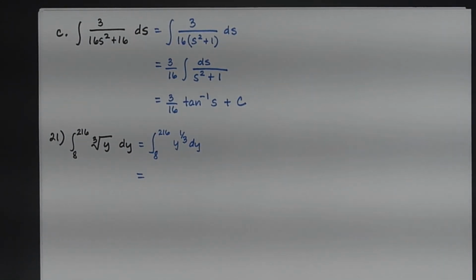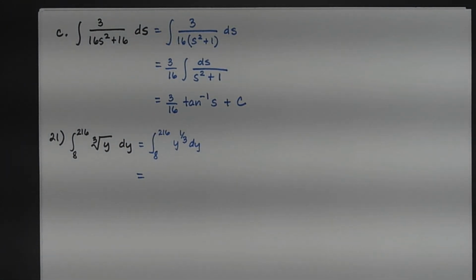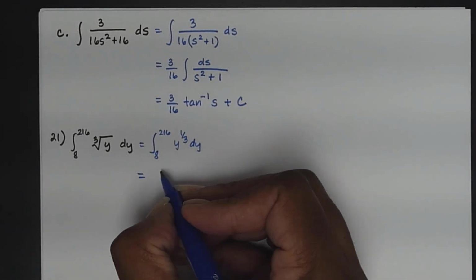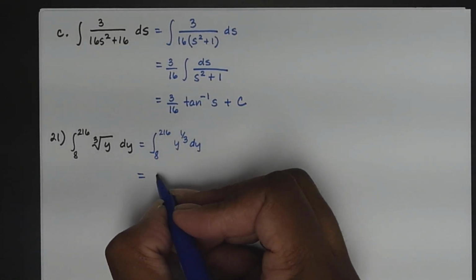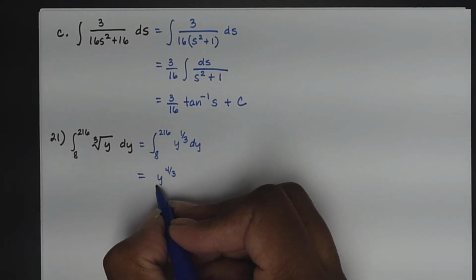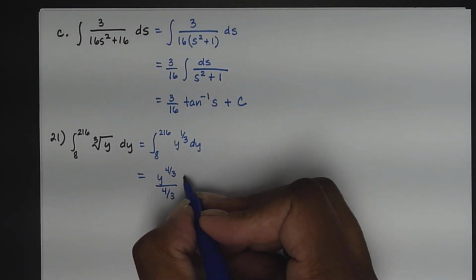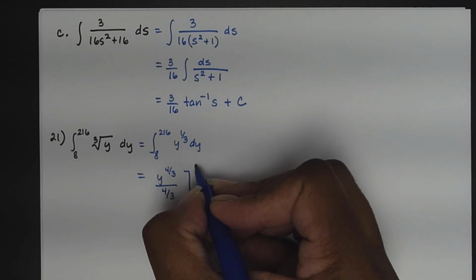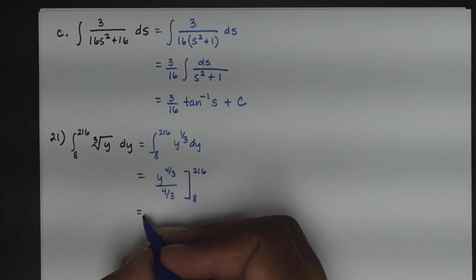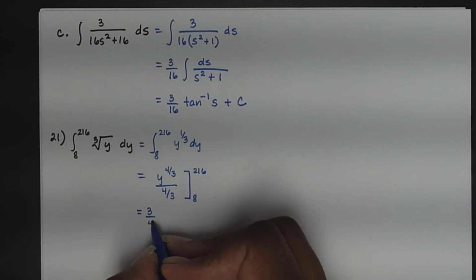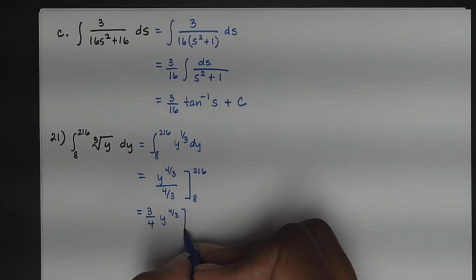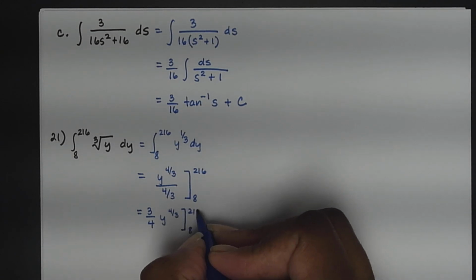And here I can go ahead and just integrate that by just increasing the power by 1 and dividing it by that new exponent. So if I add 1 to the 1/3, it will be y to the 4/3 divided by 4/3. And we're going from 8 to 2/16. Now, the reciprocal of 4/3 would just be 3/4. So this will be 3/4 times y to the 4/3. And we're going from 8 to 2/16.